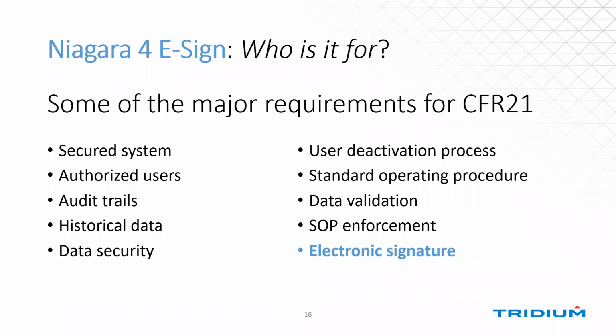So within those requirements, I pulled out some of the major requirements that are activated. Everything in the black here has been historically part of Niagara. Just in general, the audit trail is historical data and enforcing data security, having a process for deactivating users, enforcing those standard operating procedures. That was all part of it, but really this unique identifier piece to manipulate and have an electronic signature was missing. So we added that.